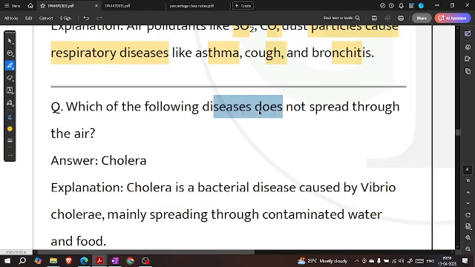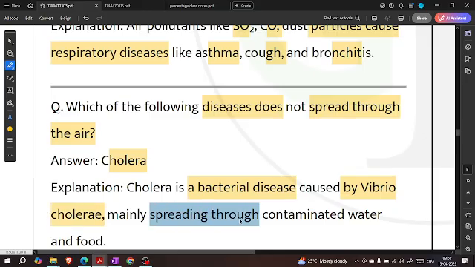Which of the following diseases does not spread through the air? Cholera. Cholera is a bacterial disease caused by Vibrio cholerae, mainly spread through contaminated water and food.